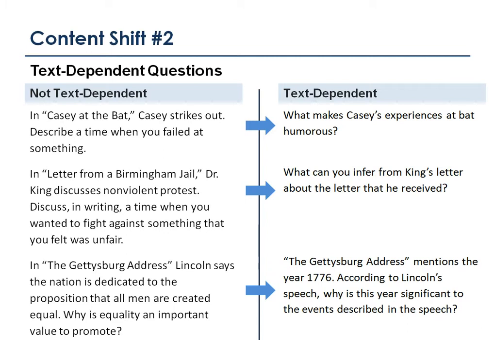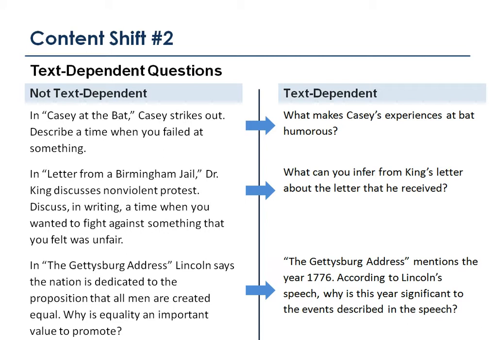In order to judge a text-dependent question, in order to decide whether or not a question is aligned with Core, you need to think of three things. First of all, is it text-dependent? Is it aligned to one of the standards? And is it worth asking in terms of your content area and your expertise on the topic?